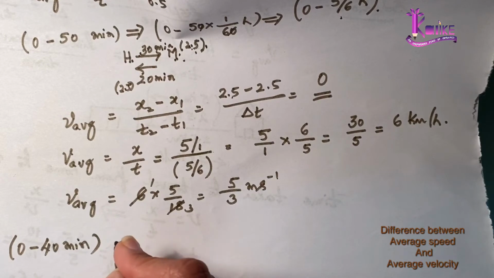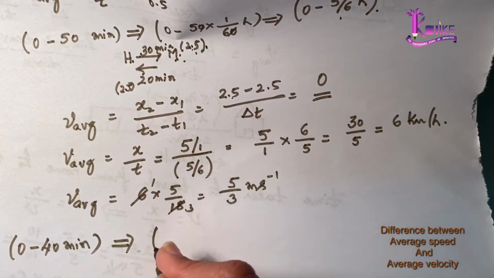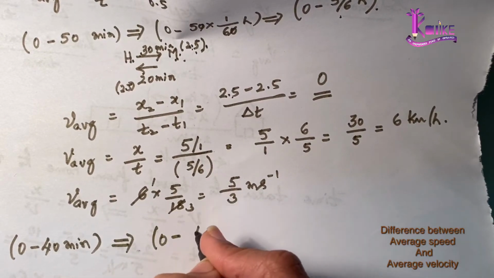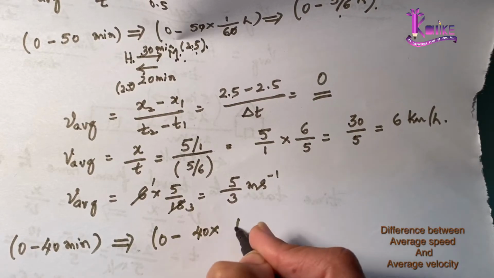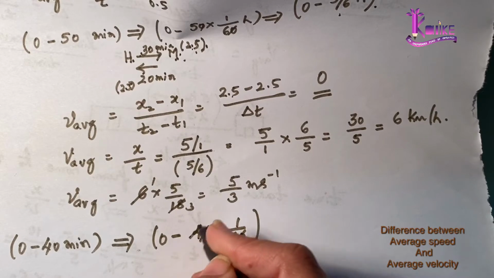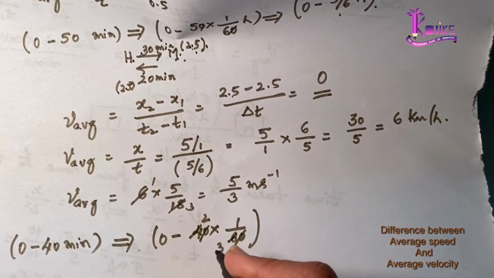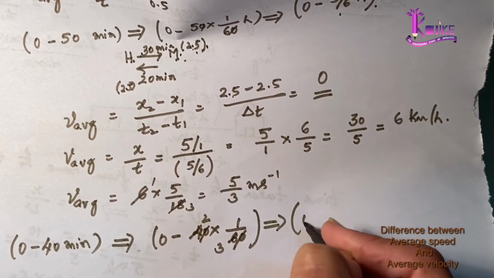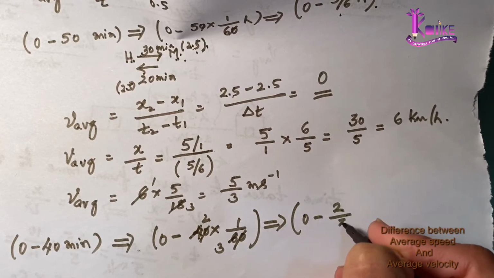Now what is 0 to 40 minutes? 0 to 40 minutes can be written as 0 to 40 into 1 minute is 1 by 60 hour. So this is 2 2s and 2 3s. So this is nothing but 0 to 2 by 3 hour.